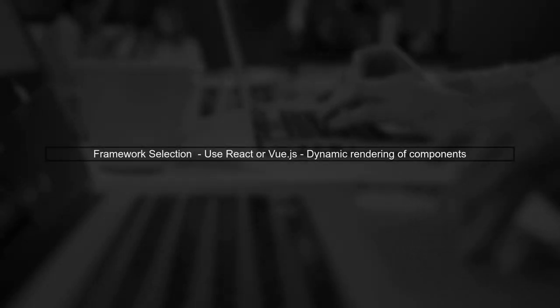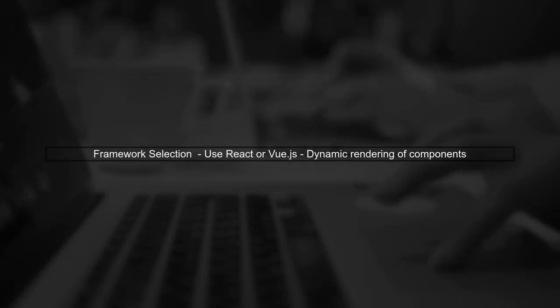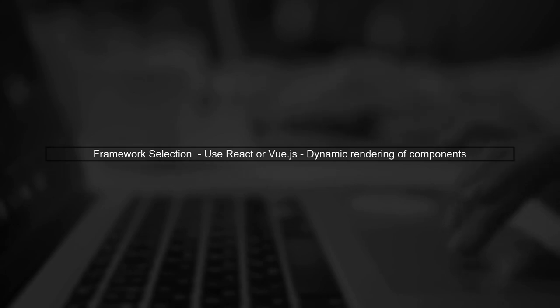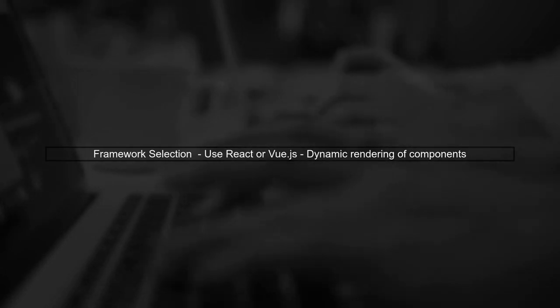Next, we will use a framework like React or Vue.js to build our expandable table view. These frameworks allow us to dynamically render components based on our JSON data.